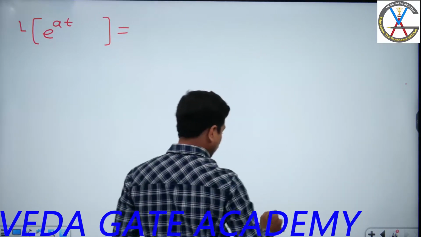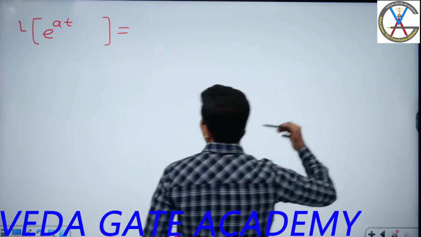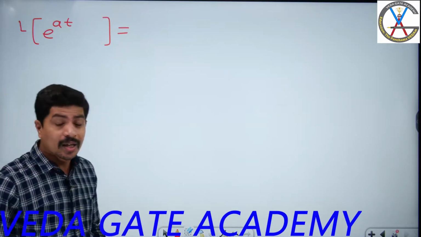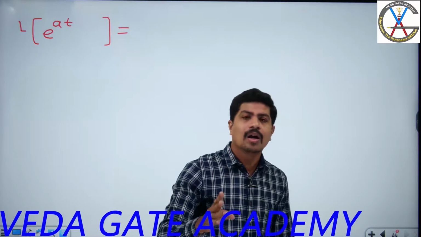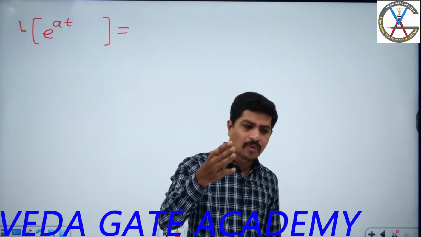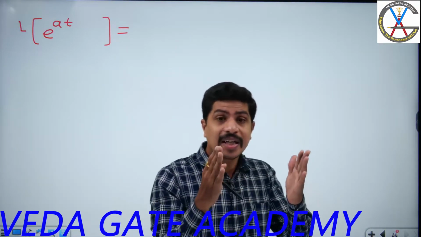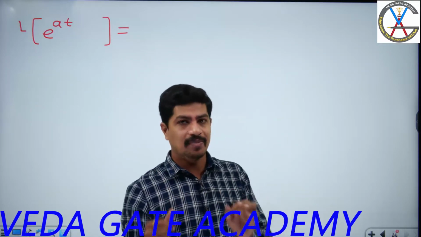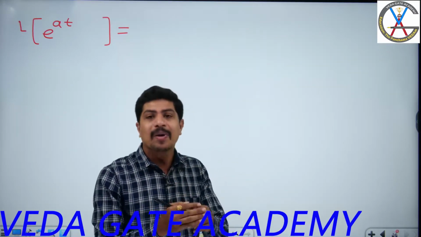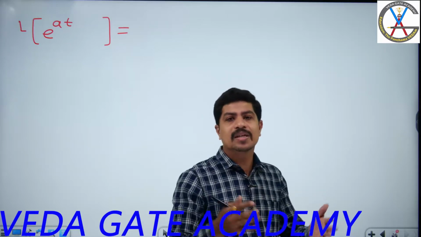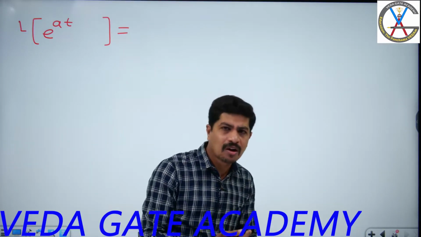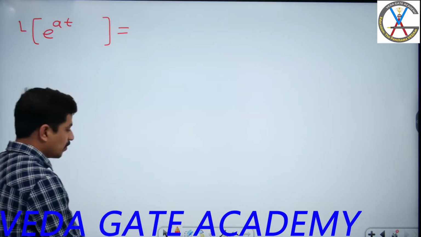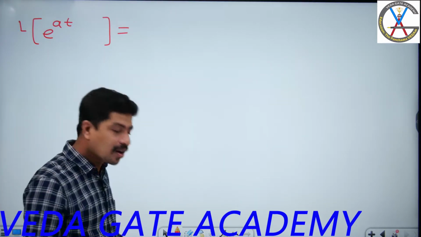Then come here, all of you. Now, what is the Laplace transform of e power at? First of all, the signal itself is an unbounded signal, but forget about it. To get the Laplace transform of any signal, the integration must converge. If the integration is divergent, meaning you are getting infinite, its Laplace transform does not exist. What is the Laplace transform of e power at? I can simply say it does not exist.